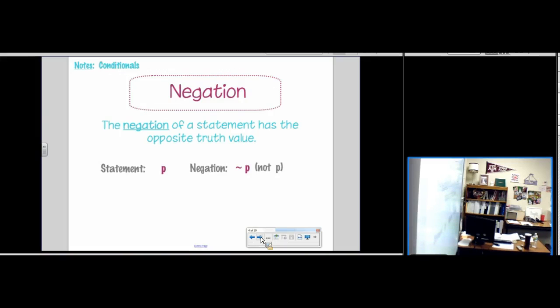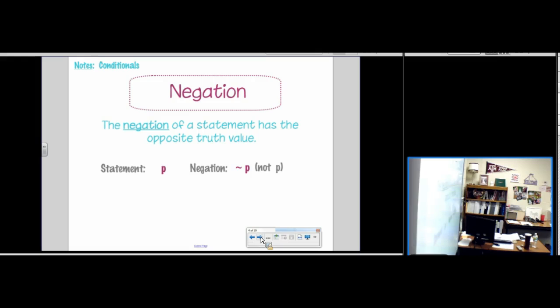This is number 7 on your logic notes. Nope, it's number 6, sorry. It's number 6. The negation of a statement. The word is negation. Number 6, right? Negation. Negation is when you put the word not.